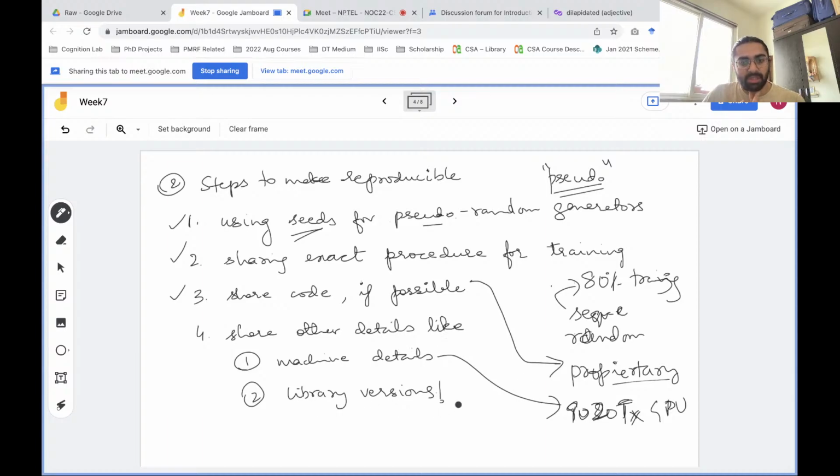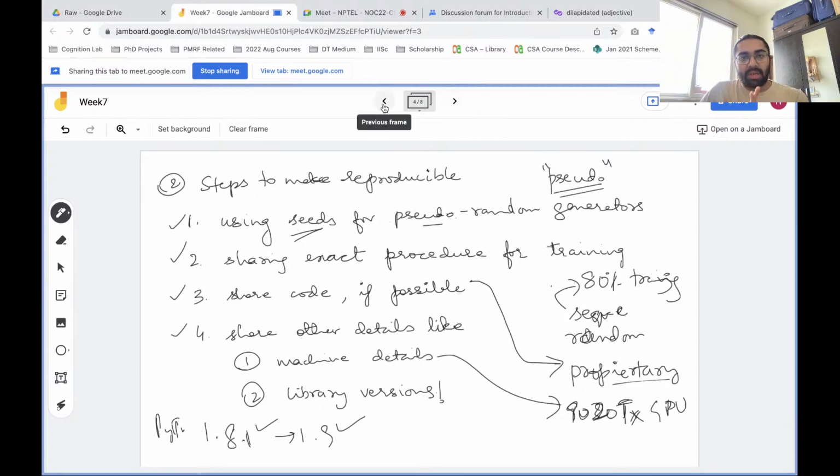And we also have library versions, right? For example, let's say there was some bug fix between PyTorch 1.8.1 and 1.9, right? So if you're using 1.9, you might get a different result compared to 1.8.1. So it's basically keeping track of all of these library versions, machine details, and sharing the code and your seeds and everything makes your result a bit more reproducible, and therefore can help people to get inferences from your data.